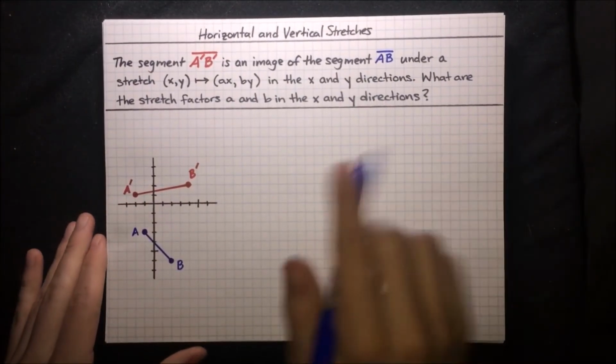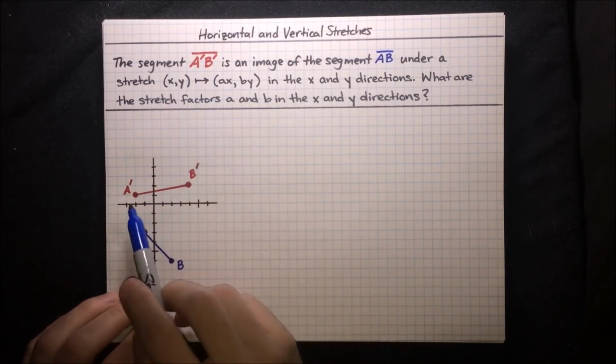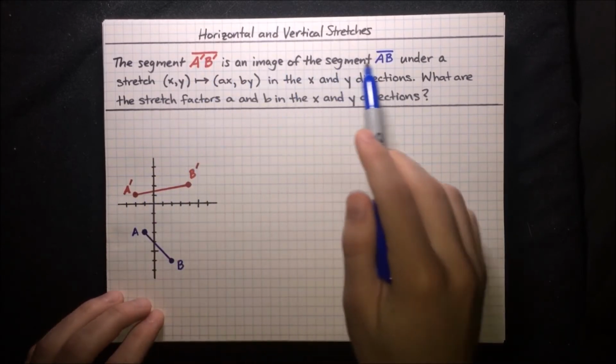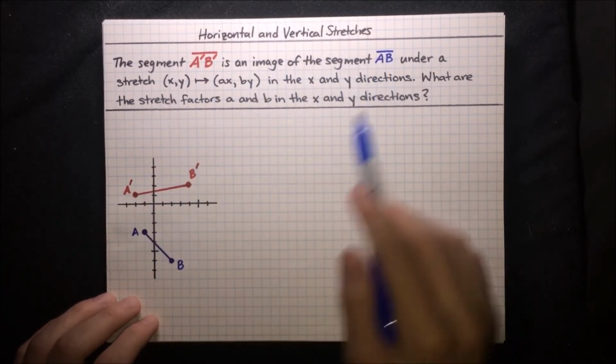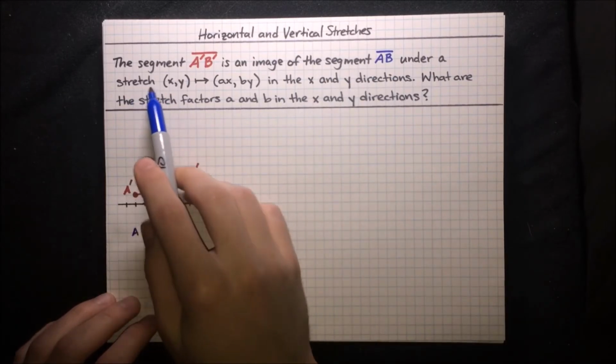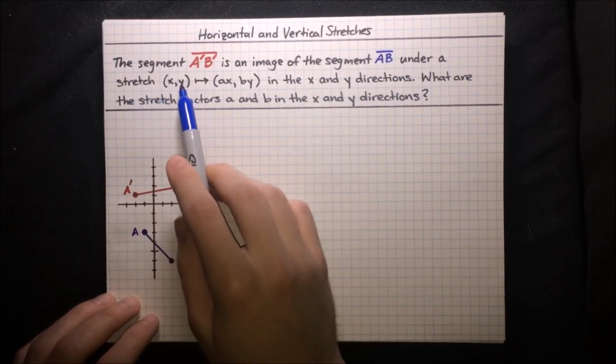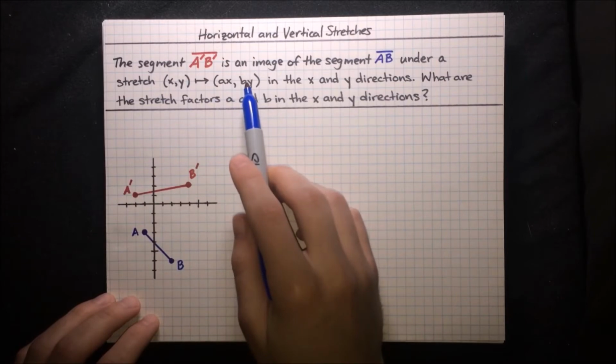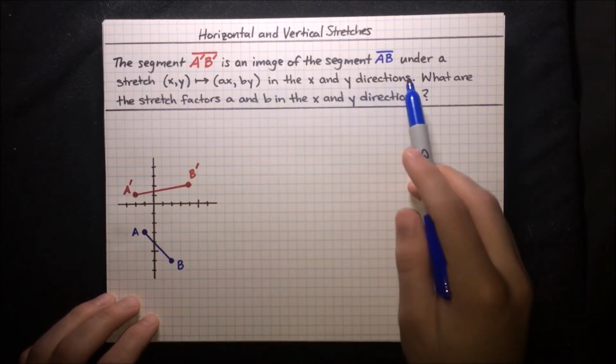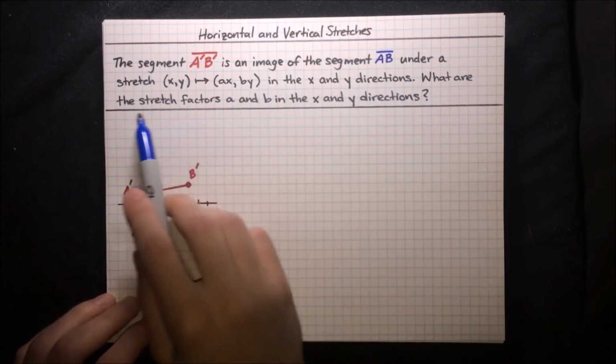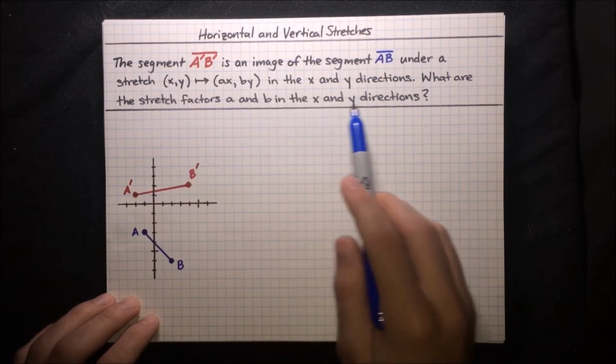Next question. The segment A'B' right here is an image of the segment AB over here under a stretch that takes each point (x, y) and moves it to (ax, by). That stretch is in the x and y directions. So what are the stretch factors a and b in the x and y directions?